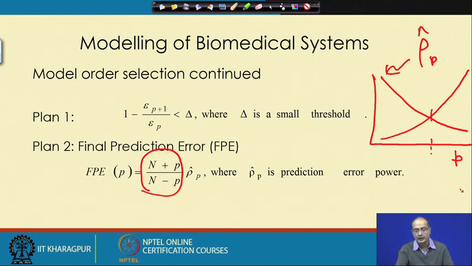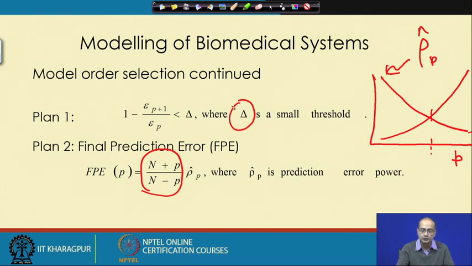In other words, what we are doing here is this: we know the final prediction error decreases very slowly, and to come to a constant value it may take a very large model order. It can keep on reducing in a very small way, and in that case, finding that threshold delta is a difficult choice, because that depends on the signal and on the process in hand.